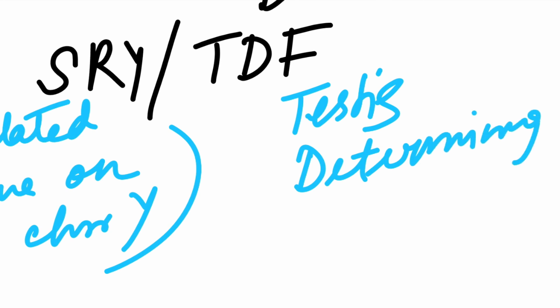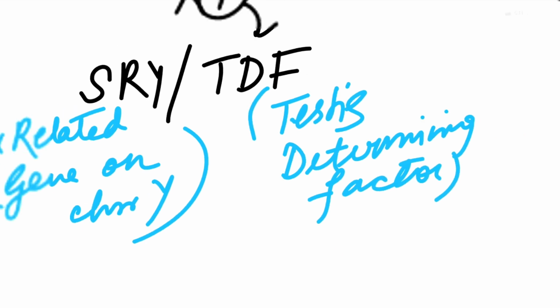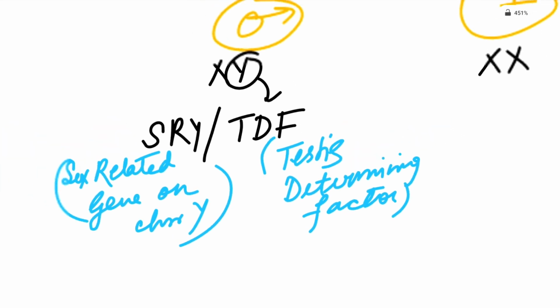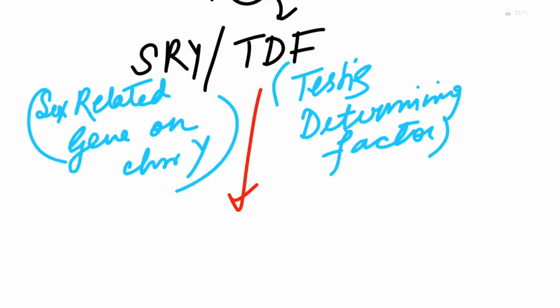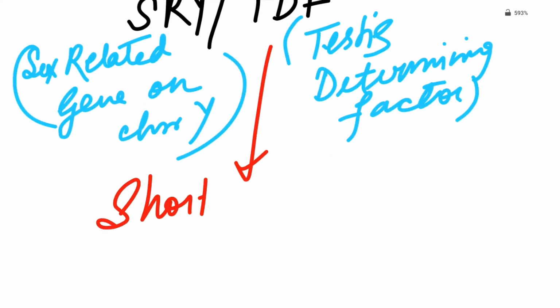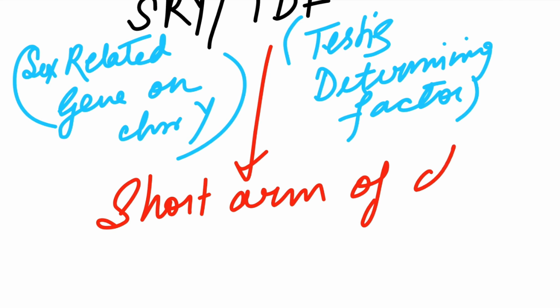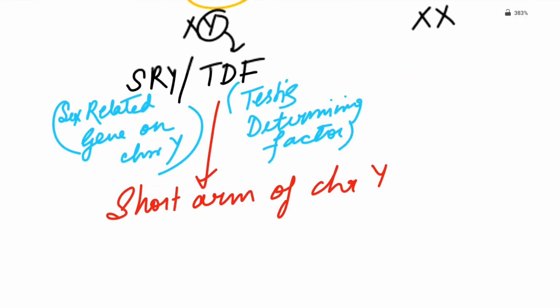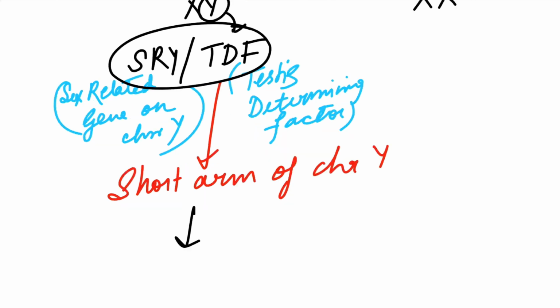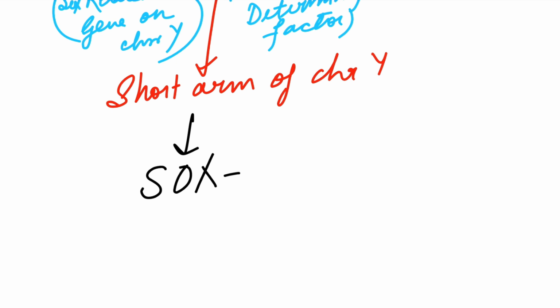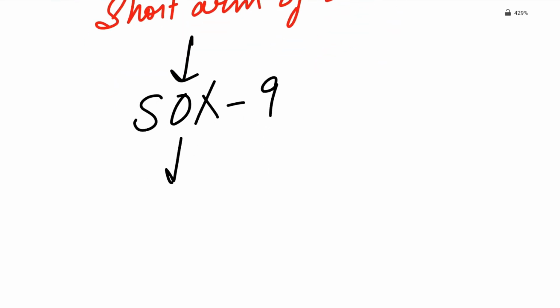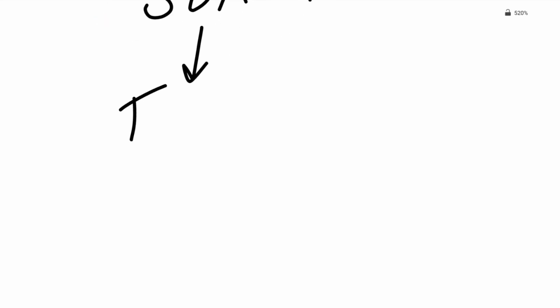So this SRY gene or the testis determining factor, where is it present? It is present in the short arm of chromosome Y. Now, what is the speciality of this gene? If the SRY gene is present, it is going to activate SOX9, and this will result in the differentiation of the primitive sex cords into testis.